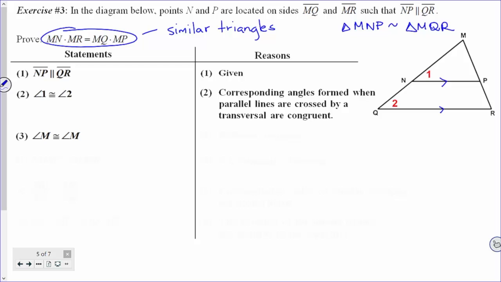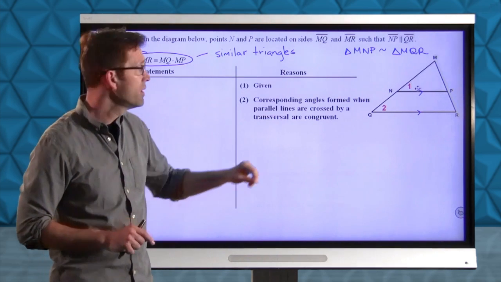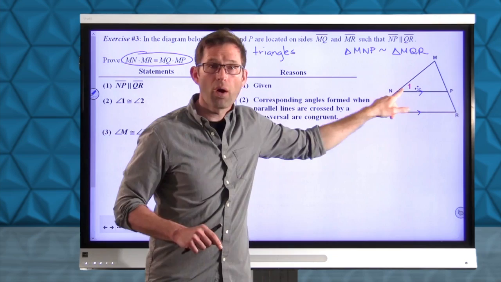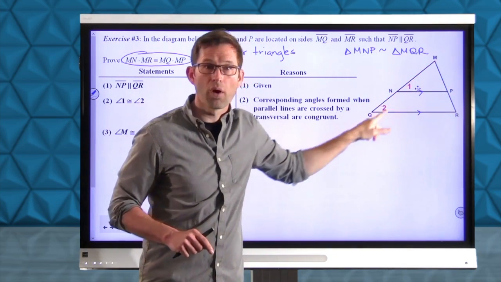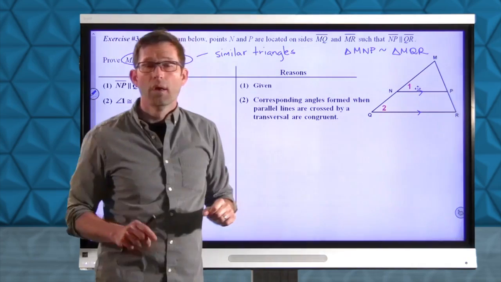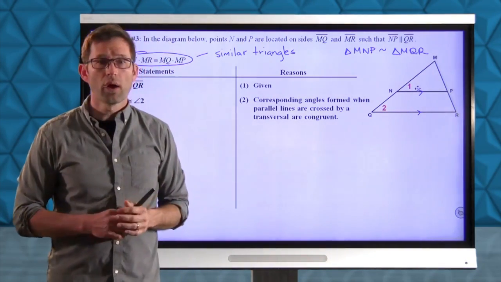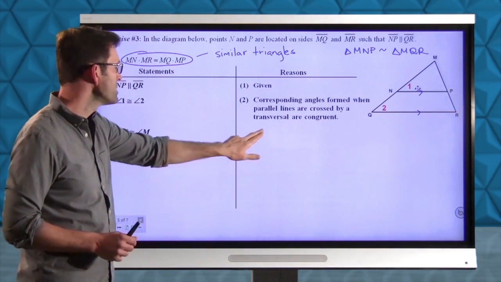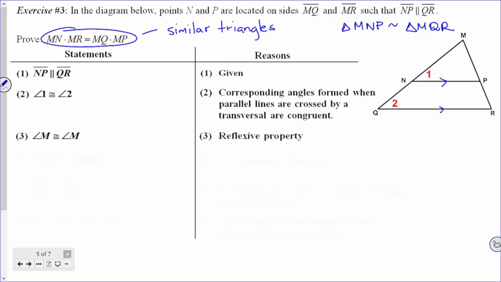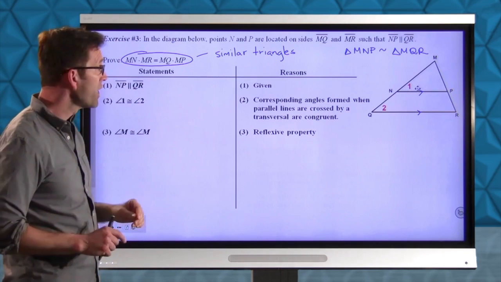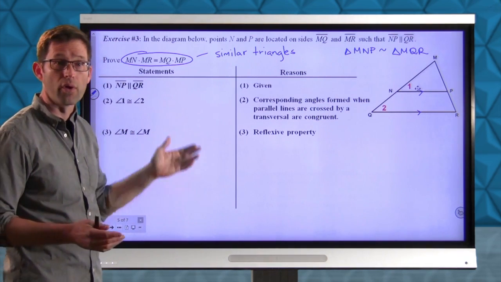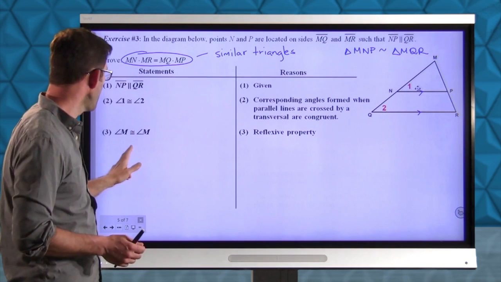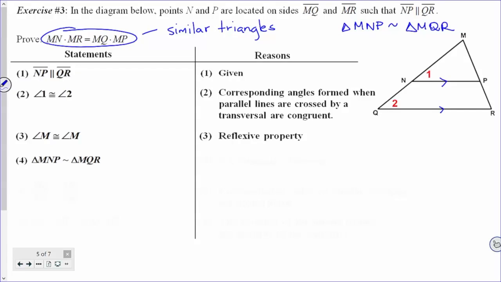I wanted to mix it up a little bit and get a different reason in there. I'm going to say angle M is congruent to itself, right? Keep in mind that angle M up here is part of triangle MNP, but it's also part of triangle MQR. And anytime an angle is shared between two triangles, you can use it as a pair of angles that are congruent to each other. The reason, though, of course, isn't shared angle, but the reflexive property. Now we've got two pairs of angles that are congruent to one another. Angle 1 is congruent to angle 2, angle M is congruent to angle M. So I can now say triangle MNP is similar to triangle MQR by the angle-angle similarity theorem.